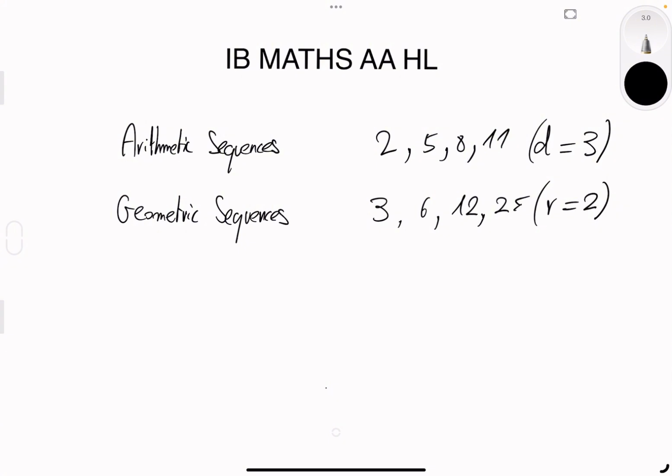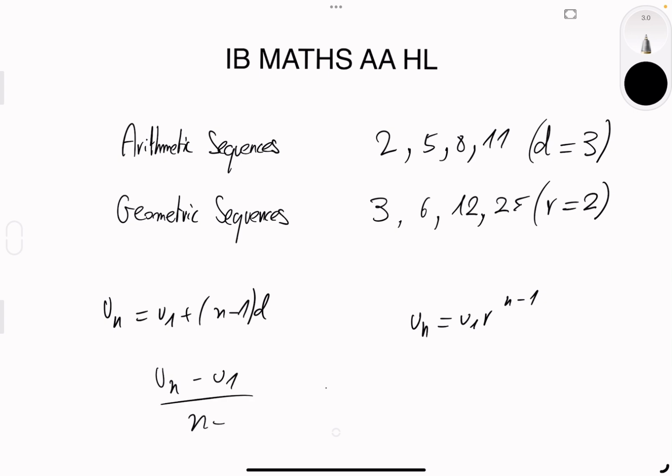So for arithmetic sequences, the formula is as so. And for geometric sequences, this is what the formula looks like. IB math questions about sequences will usually involve these formulas, because they're the most basic formulas. But you can play around with them. For example, you can say un minus u1 divided by n minus 1 equals d. That can help you find d, for example.